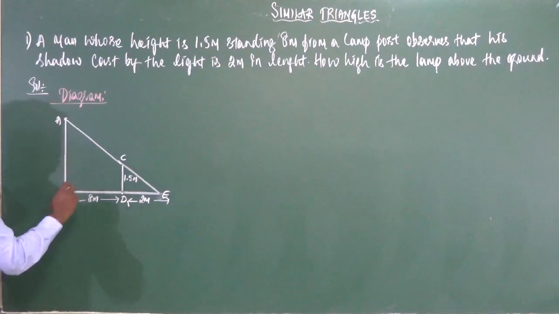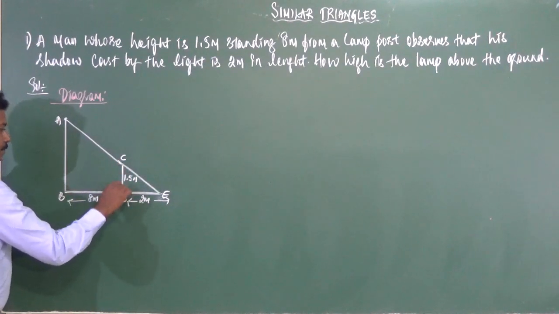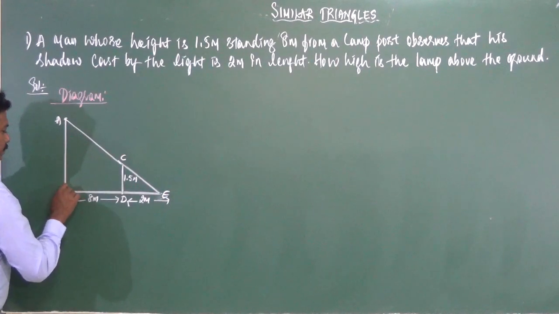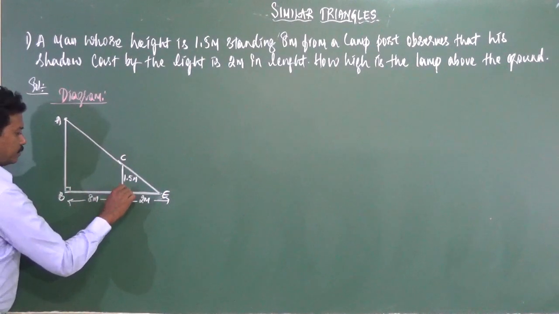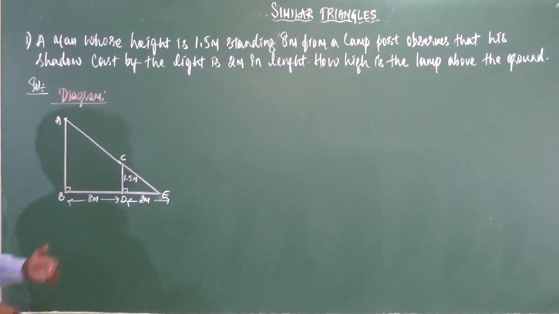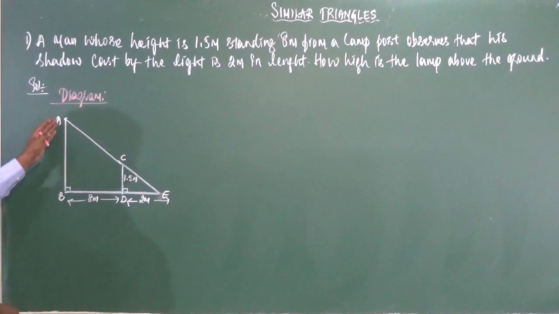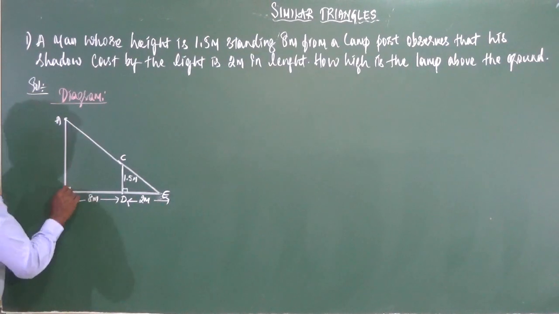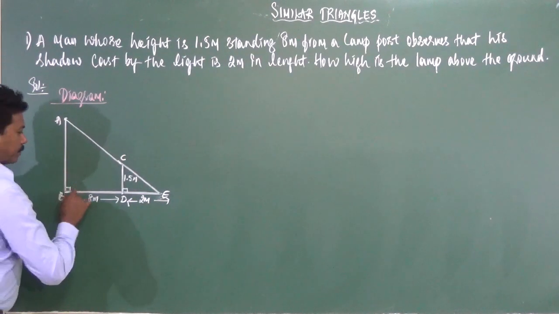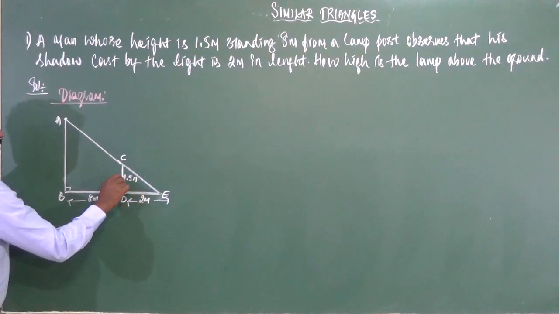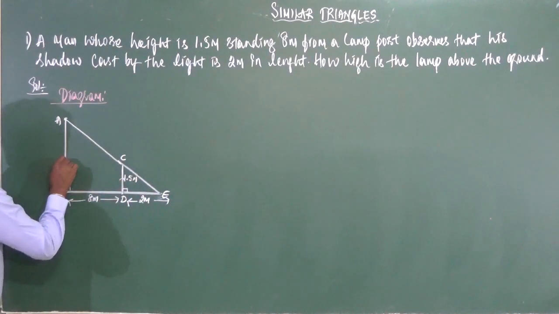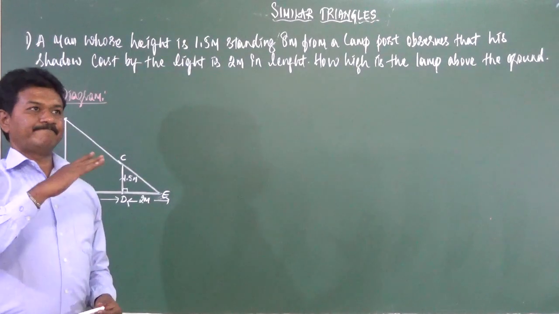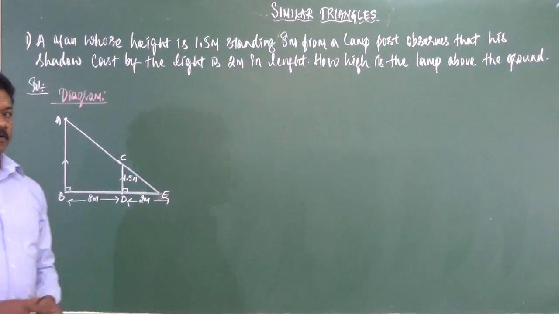Right. So now the man and the lamppost are both standing perpendicular to the ground, because if a man stands on the ground, he will be perpendicular to the ground, and the lamppost on the ground will again be perpendicular to the ground. So if two lines are perpendicular to the same line, then they will be parallel to each other. This is the concept. Maybe in your 8th standard geometry you have come across this.